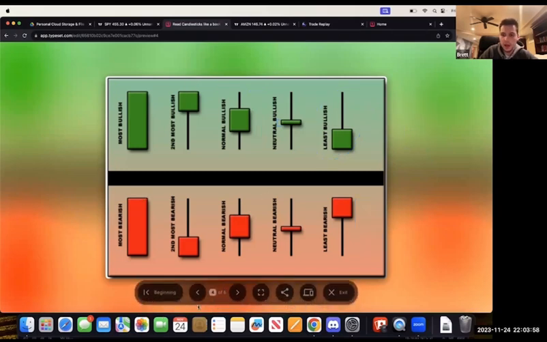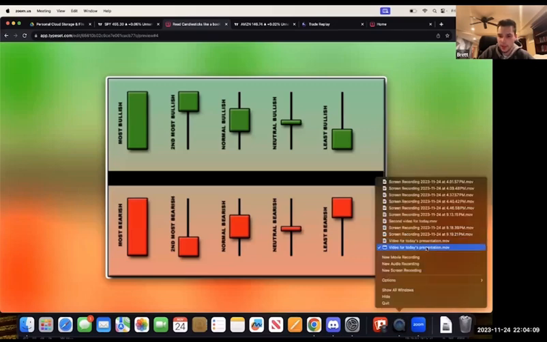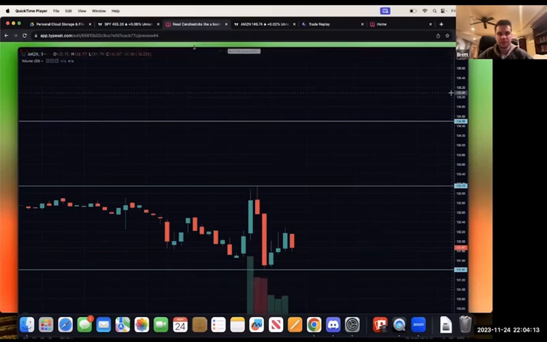Any other last minute questions? What would you be thinking if the next candle was okay, Jared, we're going to go over that. So let's go over that in more detail. So I want to go over this chart first.